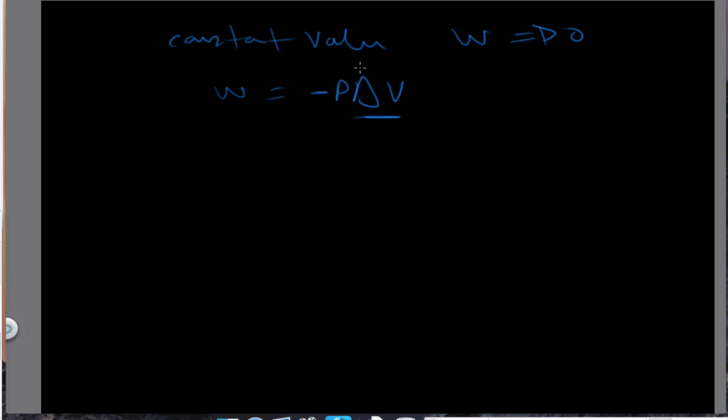So under these conditions, no work is done, because if we have a constant volume, that means work is 0, because remember, work was equal to negative P delta V. But if there's no change in V because it's constant volume, this entire equation is 0, right? Then work is not done, because again, volume must change for pressure-volume work to be performed. So we call this a bomb calorimeter.